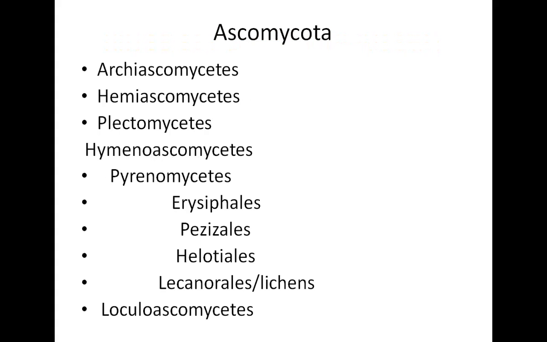Now, Ascomycota comprises Archiascomycetes, Hemiascomycetes, Plectomycetes, Hymenoascomycetes, and Pyrenomycetes. Pyrenomycetes has some orders like Erysiphales, which cause powdery mildew, Sphaeriales, Helotiales, and Taphrina, which causes rust of turmeric, and Lecanorales or lichens. Most of the fungi form lichen, and then Loculoascomycetes.